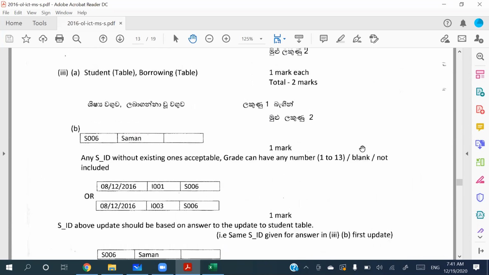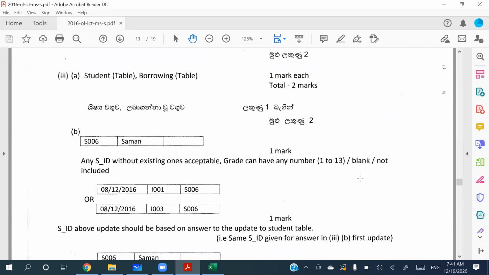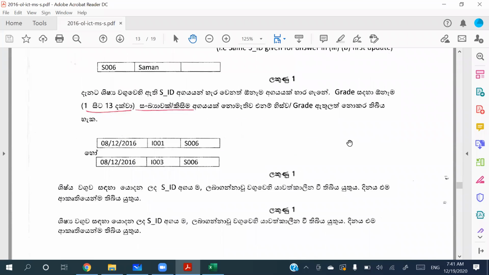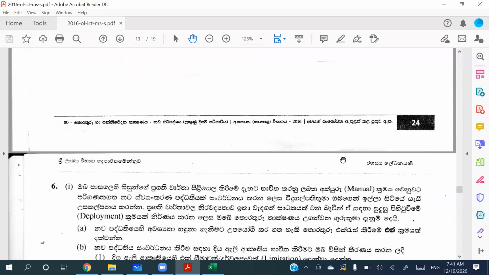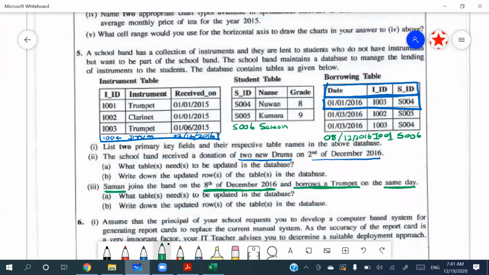So the marks are going to be 1 mark for each table. So altogether 2 marks that you are going to gather for the first part, the A part of the third question. And for the B part, they are going to give you 1 mark for each record. And again, 2 marks that you can collect, right? Is that all? Let me see. Yes, only 3 parts are there. So altogether, see how many out of 10 you got.